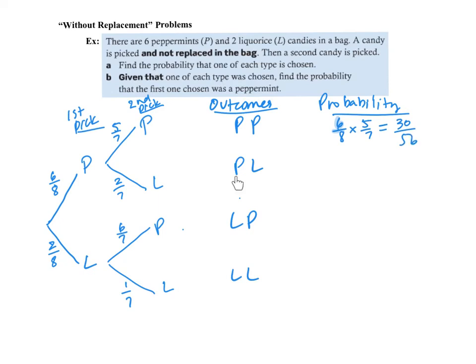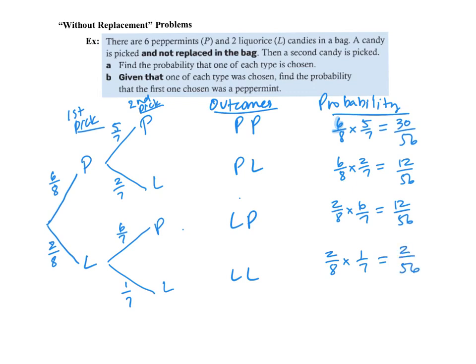The probability of getting a peppermint and then a licorice would be 6/8 times 2/7. So 6/8 times 2/7 would be 12 out of 56. The probability of getting a licorice and then a peppermint would be 2/8 times 6/7, which is 12 out of 56. And then the probability of getting a licorice and then another licorice would be 2/8 times 1/7, which is 2 out of 56.